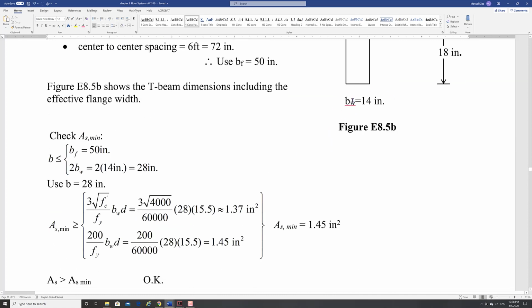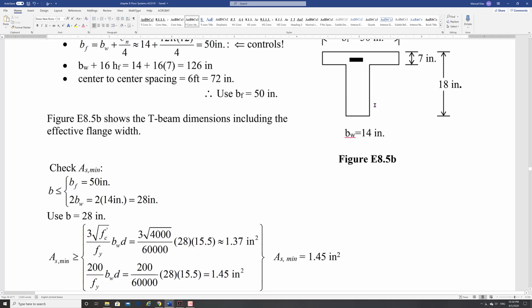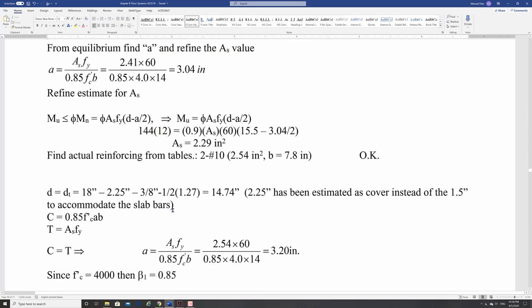14. Why? Because my compression is at the bottom. My width for the compression is 14 now. Okay? 14. So I had to use that one, and with that one I find my A. With my A I find a new area of steel, and with that I go to the tables and I get 254. That fits well on the 14 inches.